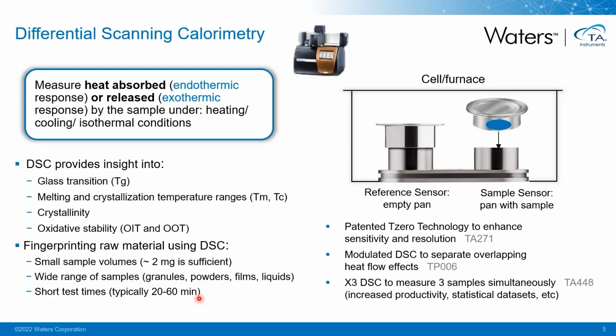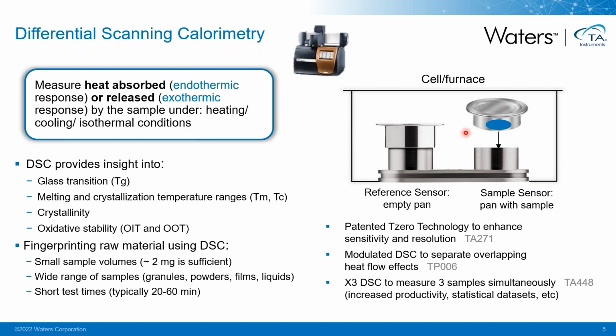Now, as a first technique to fingerprint the materials, I would like to introduce differential scanning calorimetry. In the DSC, we are going to measure the heat absorbed or released by the sample while we are heating the sample or cooling it or keeping it isothermal. So we can get information about endothermic and exothermic phenomena taking place in your sample material.